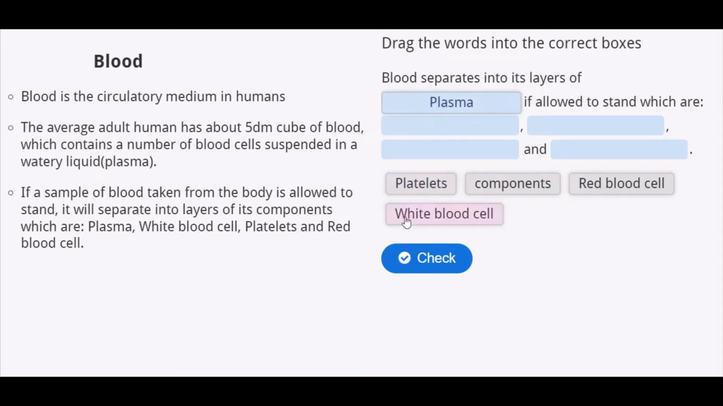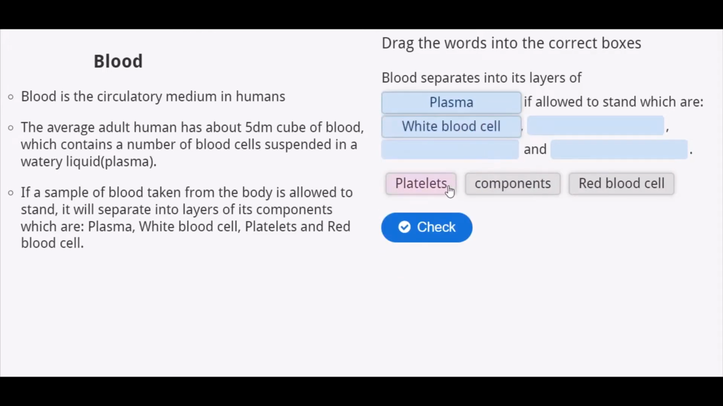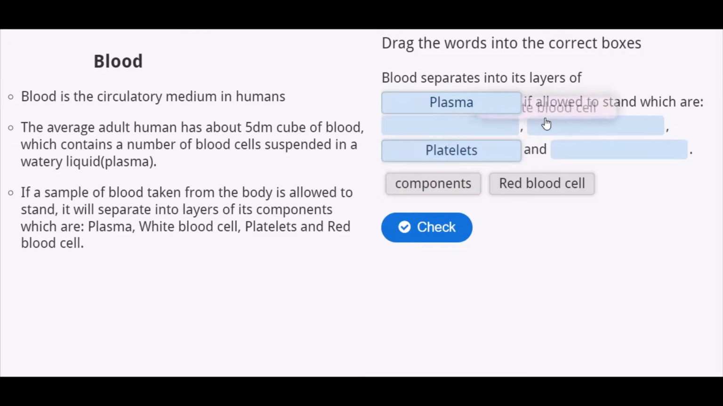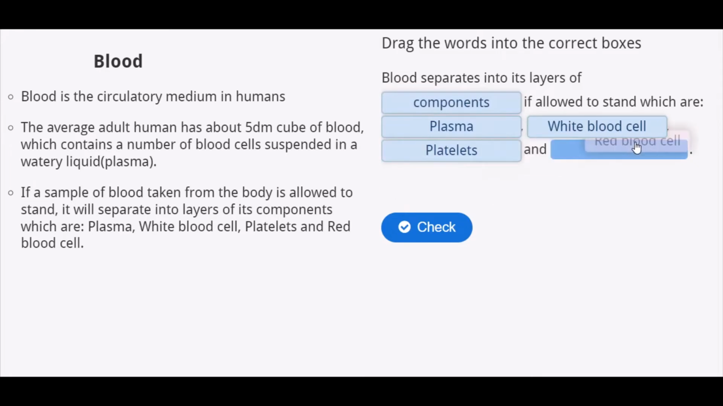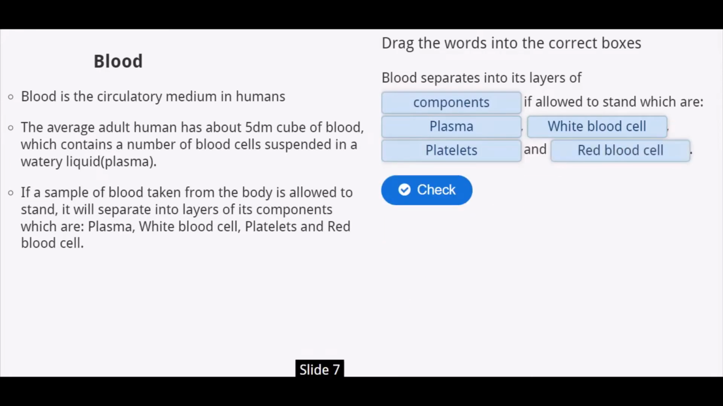Plasma, white blood cell, platelets, red blood cell. The reason the red blood cell is coming last is because it tends to be the most dense, so it is at the lowest part of the component.